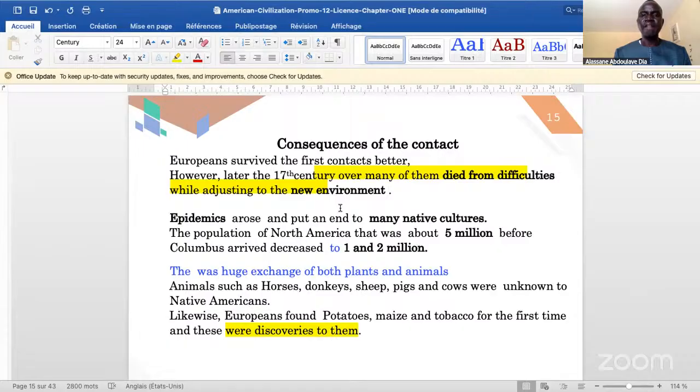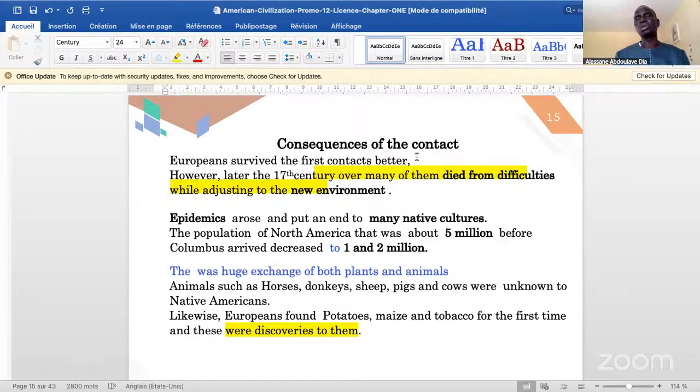Europeans survived the first contact better. Now, I talk about the consequences of the contact, when the European colonizers came. The first thing: the Europeans who arrived survived the contact better. However, later on, in the 17th century, many of them died from difficulties while adjusting to the new environment.